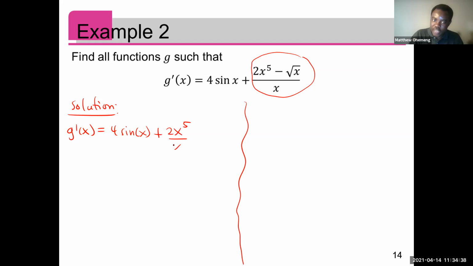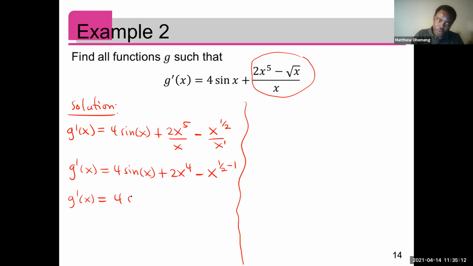If I simplify, then it becomes something like a power function. So this is x to the power half. You see, if I simplify, right? So sometimes it's not directly that you get the antiderivative straightforward. You may have to simplify. So this is a good example. So let's first simplify. I have G prime, so 4 sine of x. And then this one, the x's will cancel. So I have 2x to the power 4. And then for this one, the x down here has power 1. So by the law of exponents, this is x to the power half minus 1. So that gives me G prime of x equal to 4 sine of x, and then plus 2 x to the power 4 minus x to the power negative half.